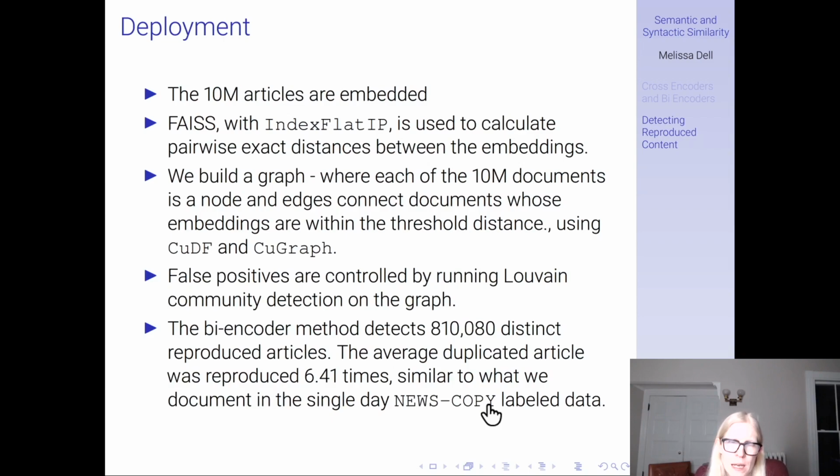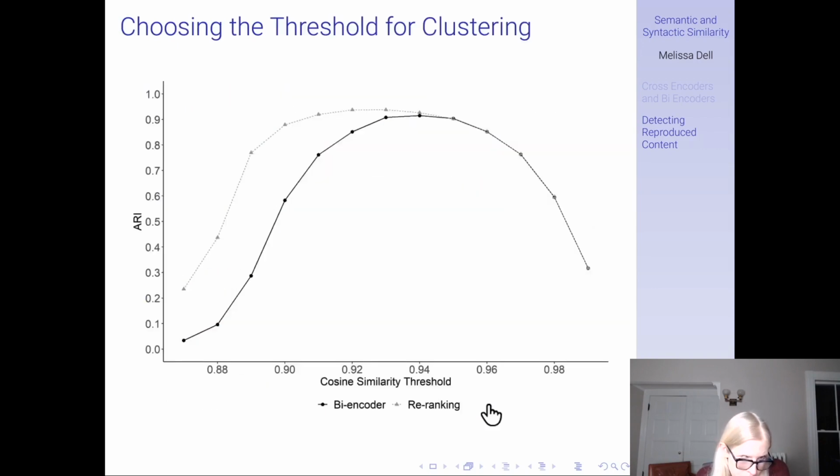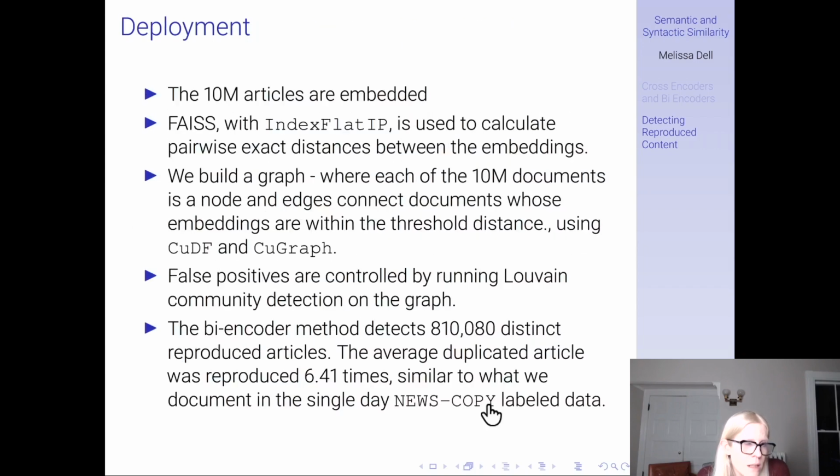Then we can use Facebook AI Similarity Search, FAISS, with the setting IndexFlatIP, to calculate the pairwise exact distances between the embeddings. So that is 10 to the 14th similarity calculations. Fortunately, FAISS is insanely optimized, and so it can do that on a single GPU card. Then we build a graph where each of the 10 million documents is a node, and edges connect documents whose embeddings are within the threshold distance, which, recall, was calculated on the validation set for clustering. And we use the cuGraph tools to build this graph.